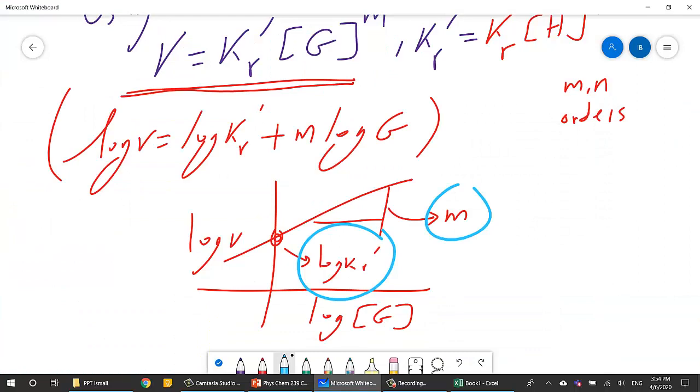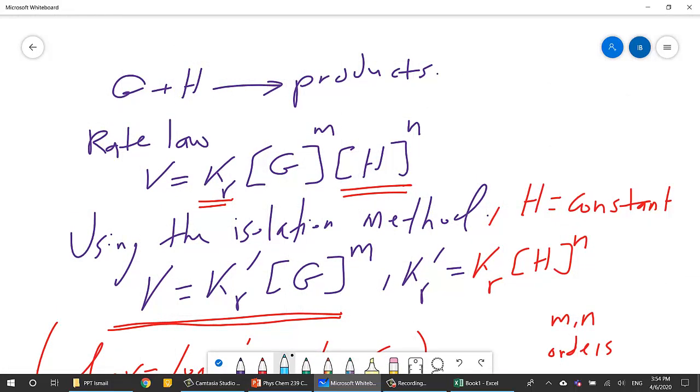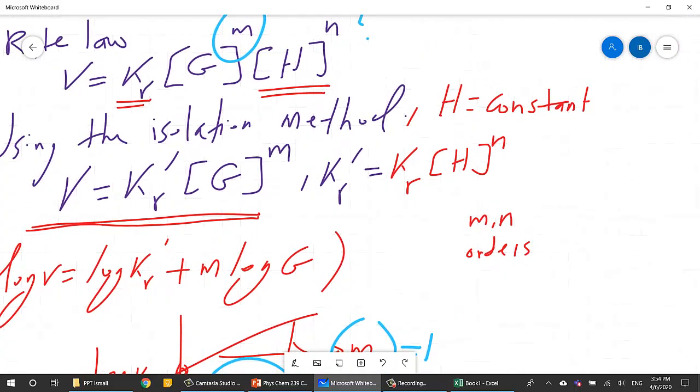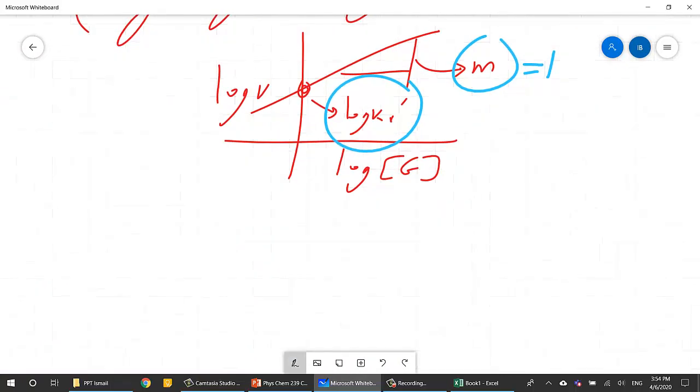So here we found that m is equal to 1, and therefore this is a first order reaction in terms of A. So this is easy now. We solved the first problem, we found m. Now we're going to go and find n. So the way you do this is I'm going to focus on this equation now. I'm going to benefit from this equation, okay? And from that I can calculate n.